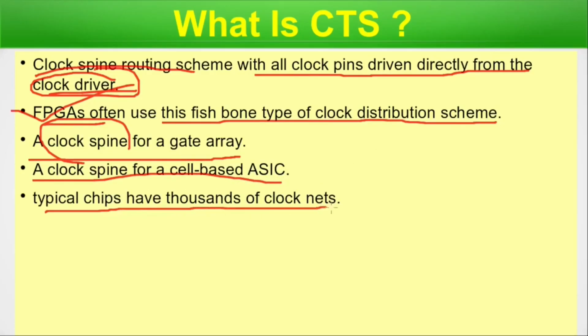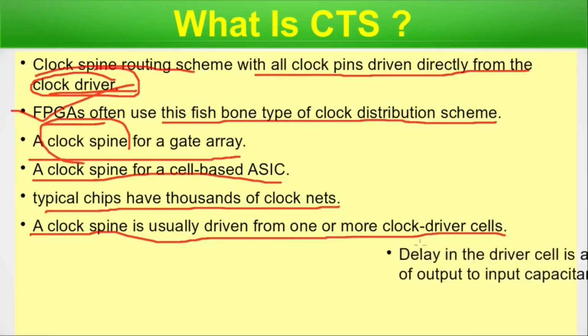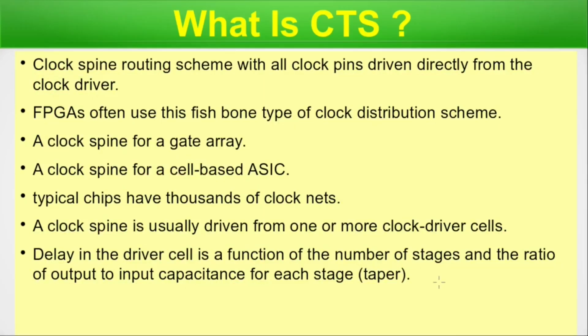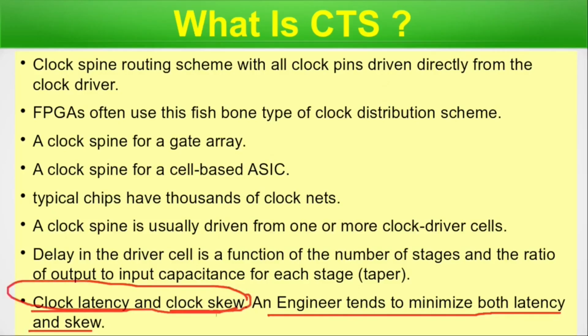Typical chips have thousands of clock nets. A clock spine is usually driven from one or more clock driver cells. Delay in the driver cell is a function of the number of stages and the ratio of output to input capacitance for each stage. It is called taper. Clock latency and clock skew. An engineer tends to minimize both latency and skew. These terms are well explained in the STA series. Please go ahead and watch them. You will find the chapters so you can directly navigate to the particular section where these are explained.